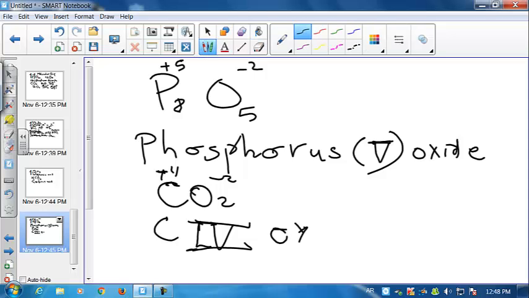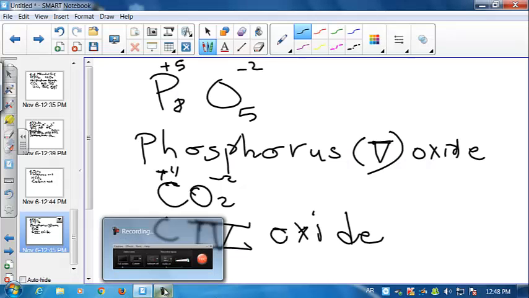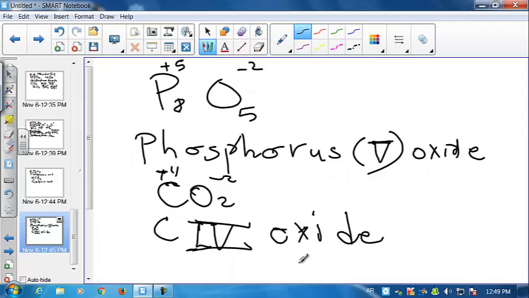Anyhow, we are done. If you are asked to name a molecular compound using the stock system, you will do it the same way as ionic. The first element, deal with it as the cation and put its valency using a Roman number, and then put the second element as the anion, put its root, and then put it. Good luck.